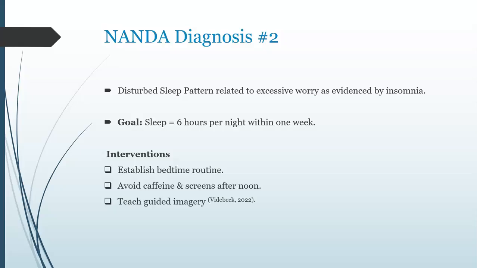The second nursing diagnosis is disturbed sleeping pattern related to excessive worry. Our goal was for Maria to sleep at least 6 hours per night within a week. We implemented a bedtime routine, advised avoiding caffeine and screens in the afternoon, and taught guided imagery.